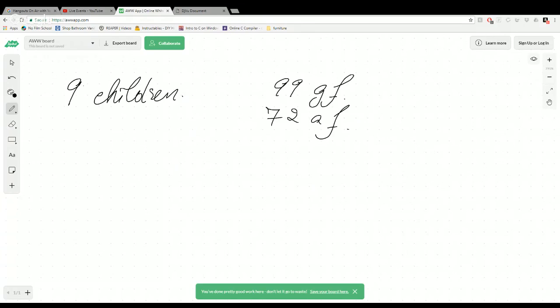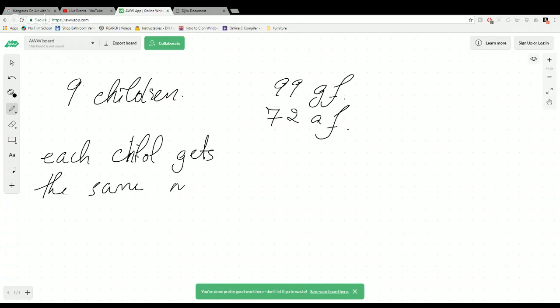So what we know is that each child gets the same number of fish. And the question is, what is this number?